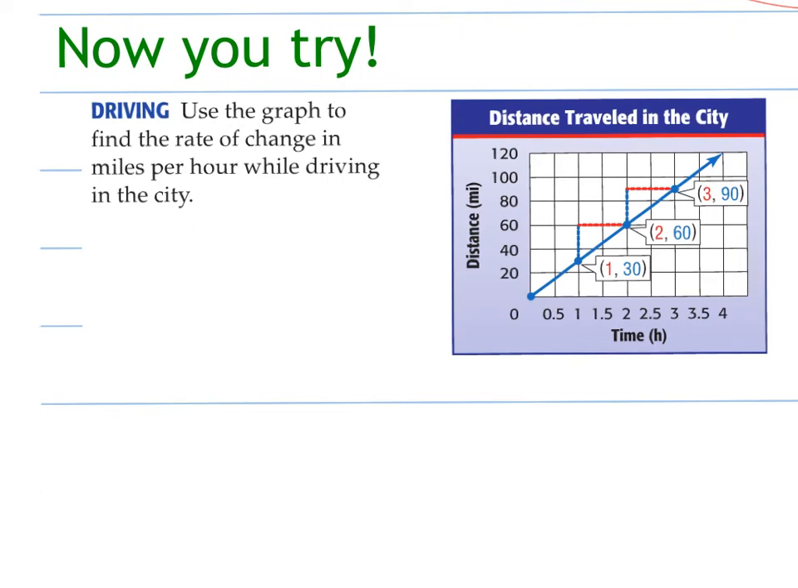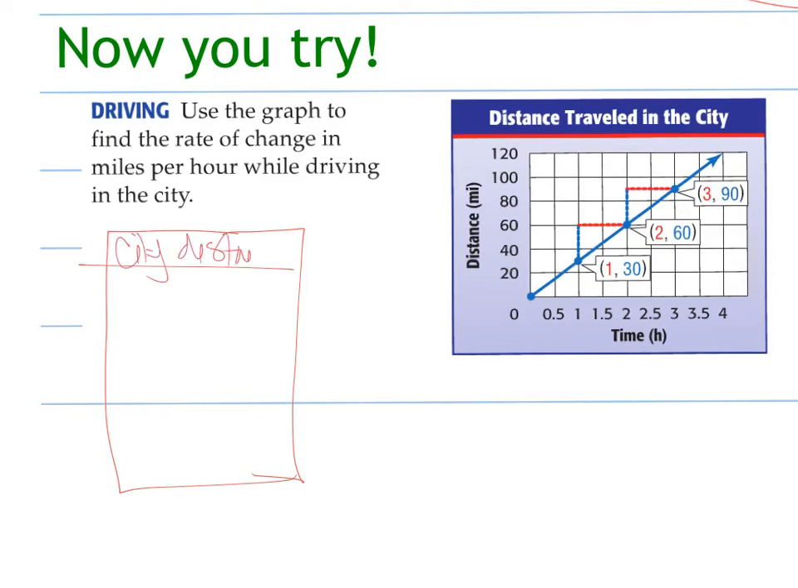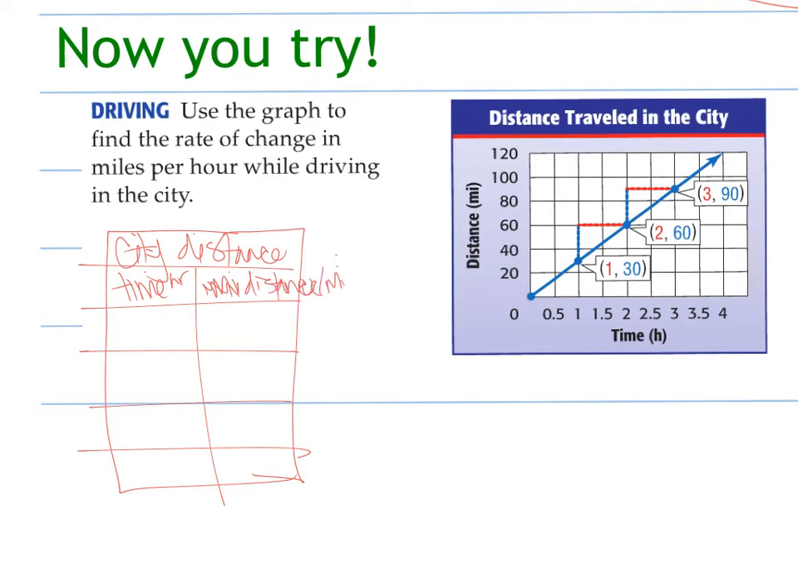So it says, use the graph to find the rate of change in miles per hour while driving in the city. So that one was on the highway, this one is in the city. So our title could be City Distance. Sorry, it's so sloppy. And then again, we have time and miles. So 1 hour, and this is hours. Oops, this would have been distance. And then my label would be miles.